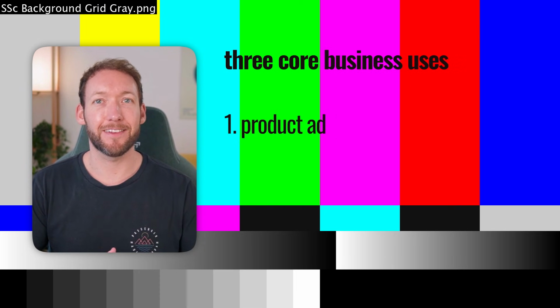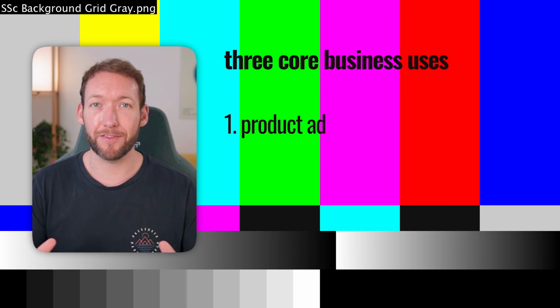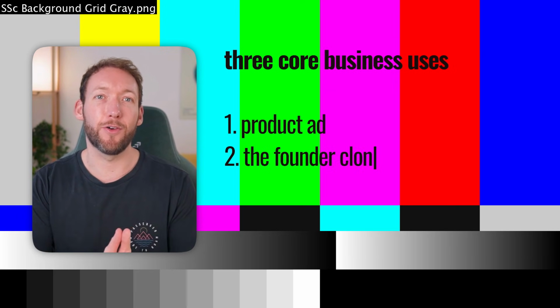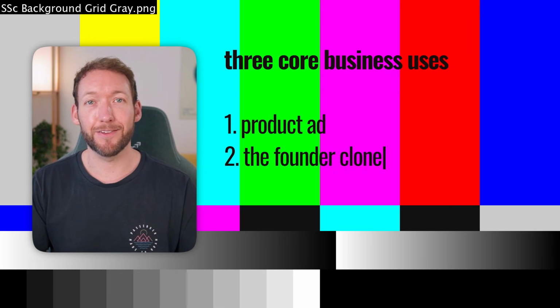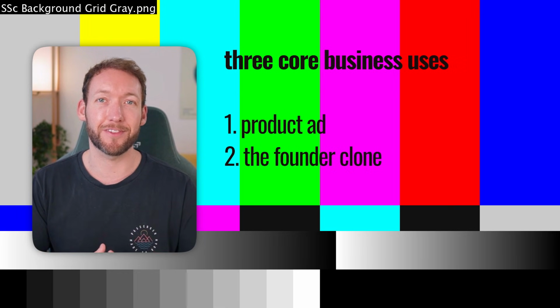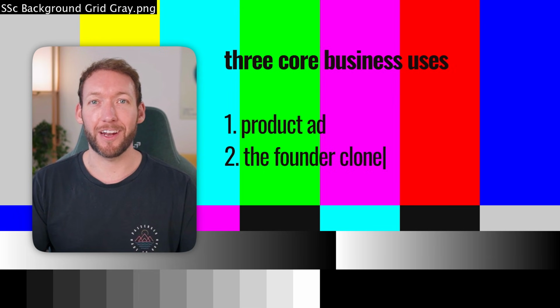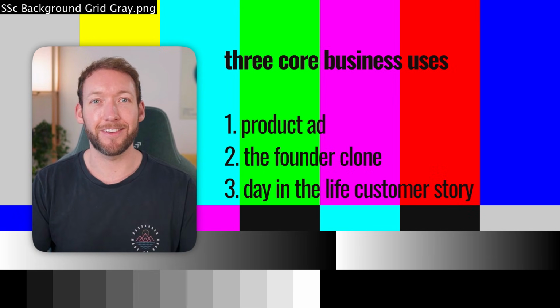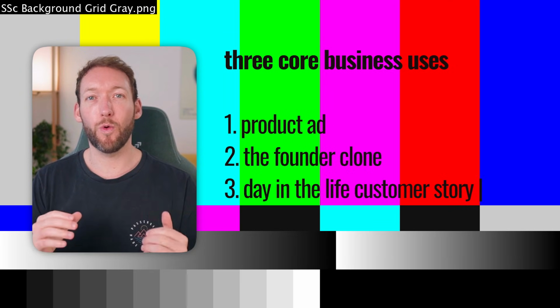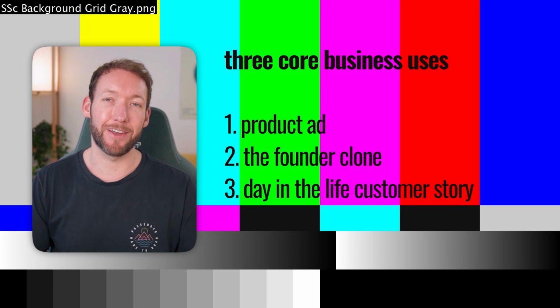Firstly, a product ad that'd be expensive and fiddly to film. Second, the founder clone, so a UGC ad where we put someone who's known for a brand with their product, and I'm going to use myself as an example. And then finally, the hardest challenge, the day in the life customer story. So can we keep character consistency through different scenes? These are all things that would absolutely accelerate your business marketing. So let's get into the results of each model.